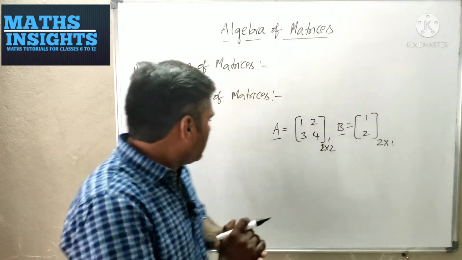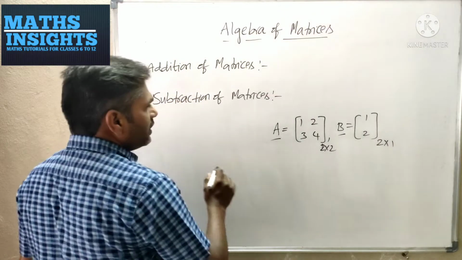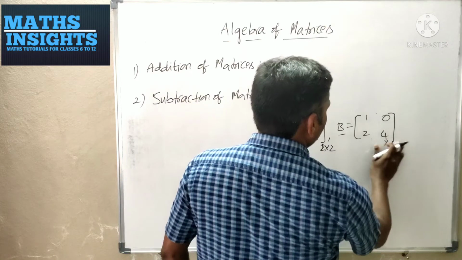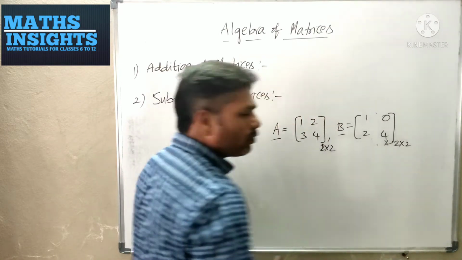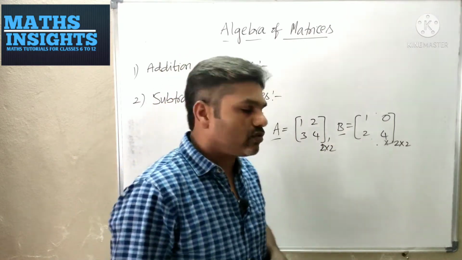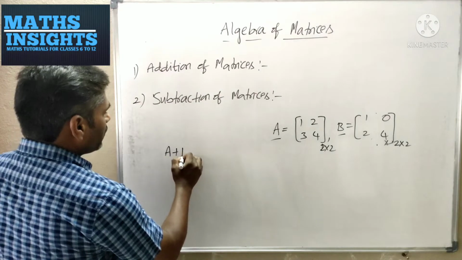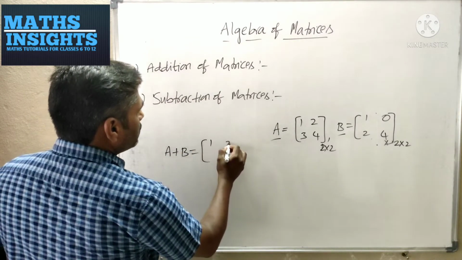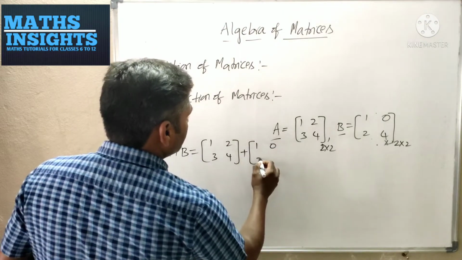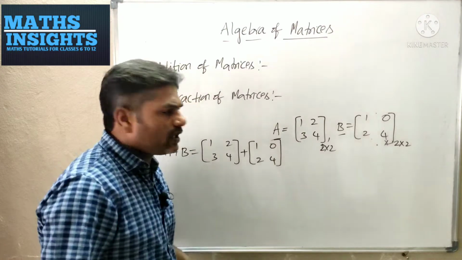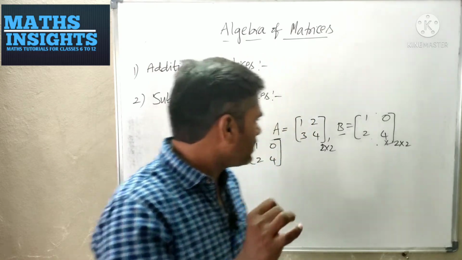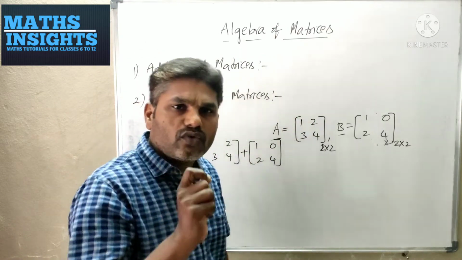So what I said, if you take two matrices of the same order, let this matrix be [1, 0; 2, 4], then this will also become a matrix of order 2 by 2. These two are of the same order. Then how can I add these two? So A plus B is equal to [1, 2; 3, 4] plus [1, 0; 2, 4]. So I came to know that these two matrices are conformable for addition. Why? Because they are of the same order. Now the question is how to add them.